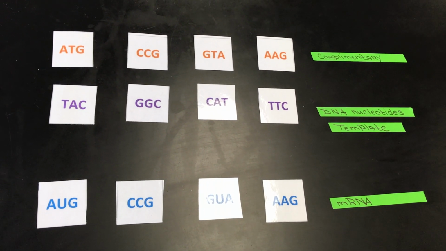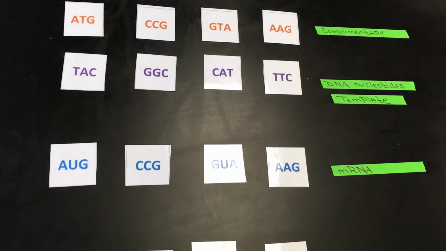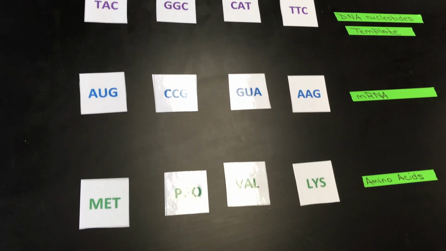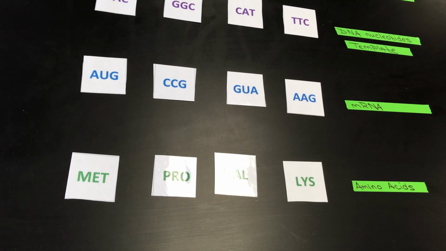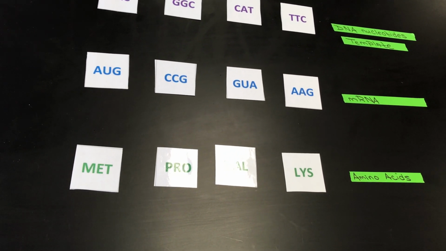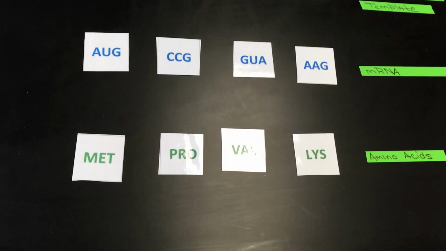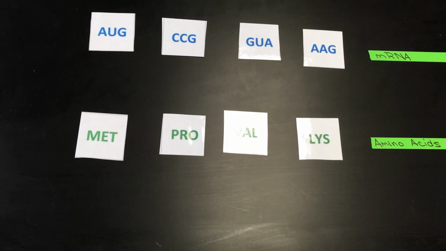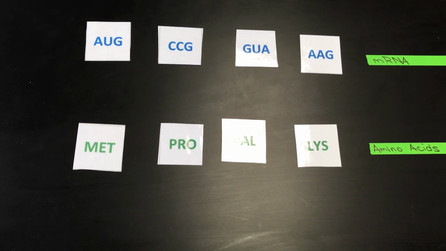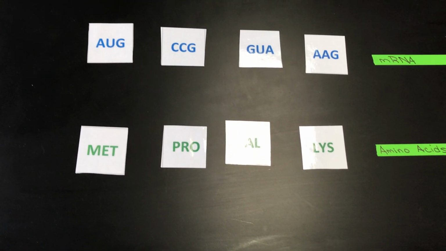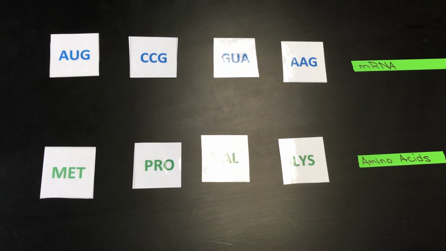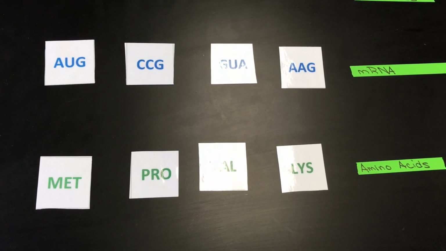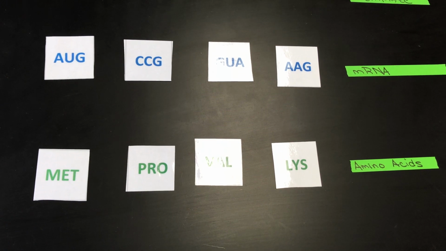Now we're going to undergo translation, and that is activity 2 in your lab manual. We are going to read our messenger RNA in groups of 3. Each group of 3 is a codon and codes for an amino acid. So using our genetic code chart, we look up AUG, our first codon. And AUG codes for the amino acid MET, methionine, our start codon.